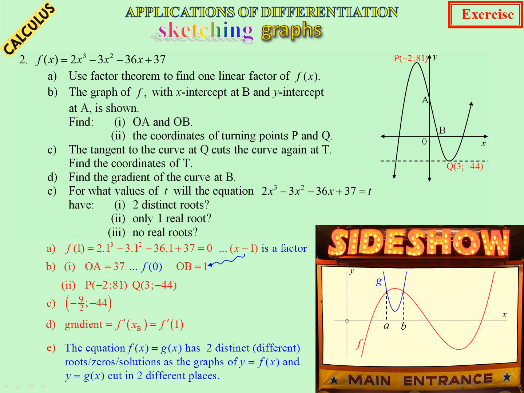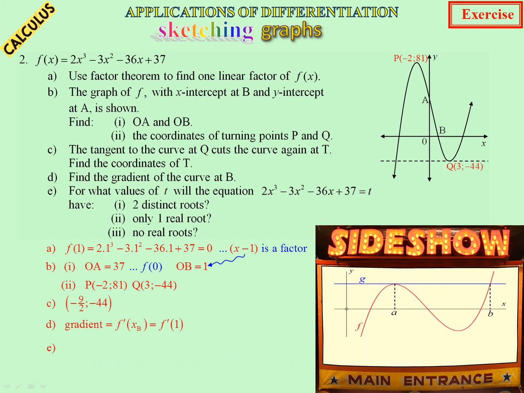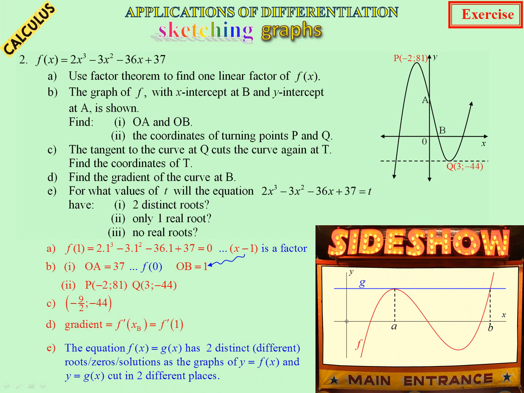There's a graph only cutting in two places. This is steeper than this, so this won't meet. So therefore, we have two solutions, there and there. This one also cuts in two distinct places. Touches there and then cuts again there. Won't cut further.